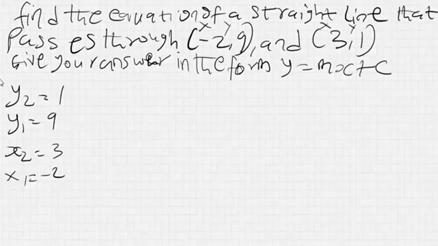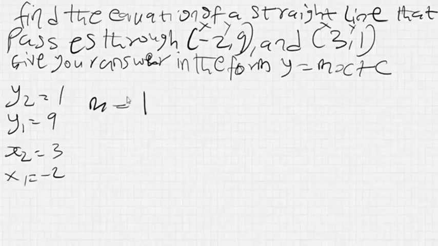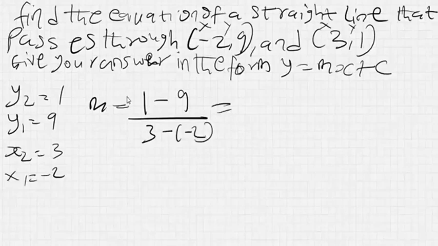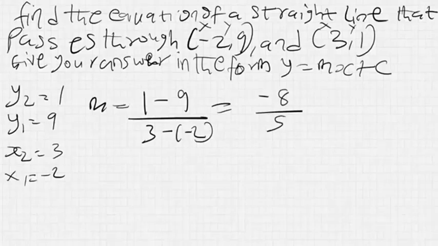Now remember the formula for getting the slope or gradient of a straight line graph. We are asked to find the equation of a straight line graph, so let's begin by getting the slope. Our m will be change in y over change in x. So it's going to give us 1 minus 9 over 3 minus -2. Very important sign convention. When simplified, you have -8 over 3 plus 2, which gives us what? 5.